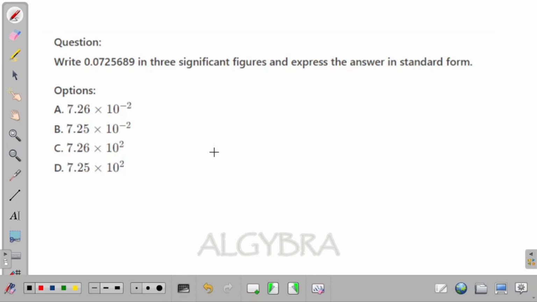Okay, so based on what we learned in this video, here's a question for you to solve. Write 0.072568 in three significant figures and express the answer in standard form. Option A is 7.26 times 10 to the power of negative 2. Option B is 7.25 times 10 to the power of negative 2. Option C is 7.26 times 10 to the power of 2. Option D is 7.25 times 10 to the power of 2.